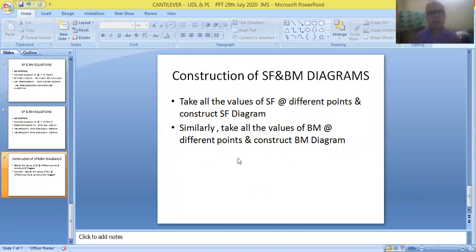Here we can see some information is given regarding construction of SF and BM diagrams. Take the values of SF at different points and construct the SF diagram. Similarly, take all the values of bending moments at different points, and we can construct bending moment diagram.